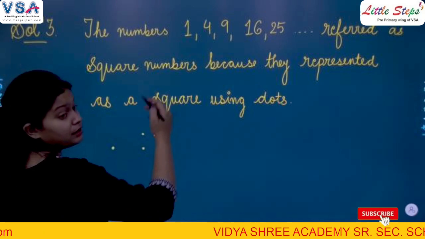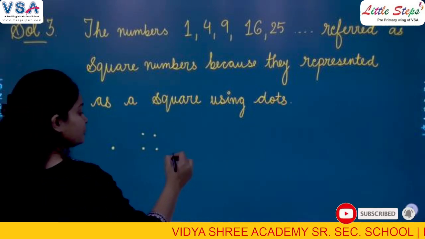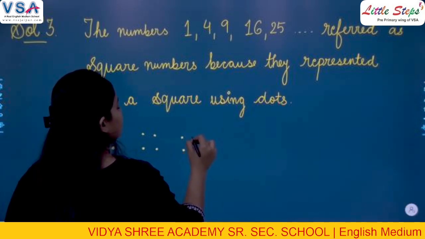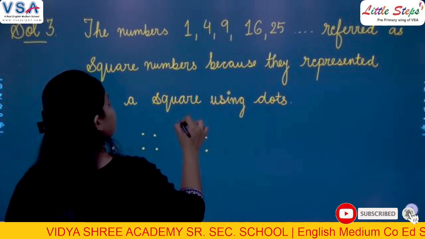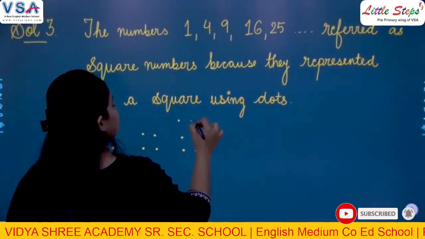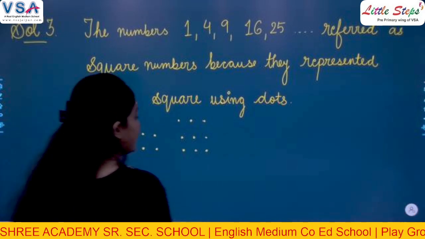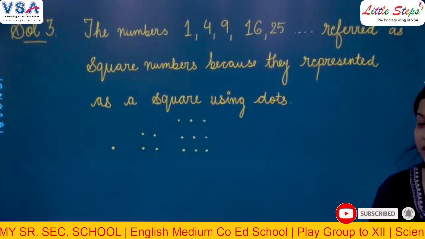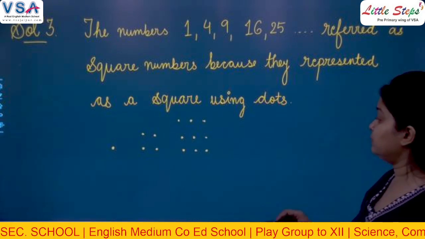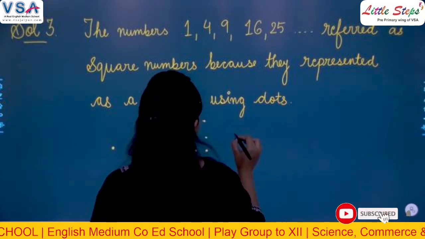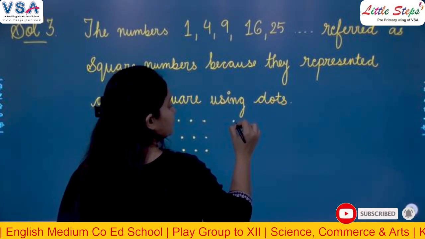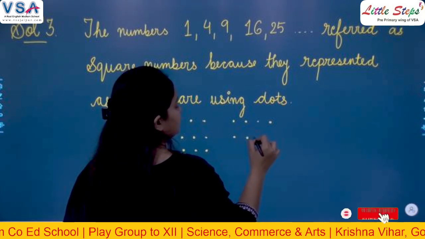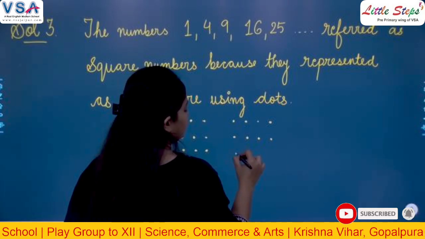Now we have to draw 9. But the base is 3. Yes, 3, 3, 3. We have to draw like this. 3, 3, 3. Clear? Next, what do we have to draw? 16. The base is 4. We have to draw like this: 4, 4, 4. Yes. 4 rows, 4 columns.